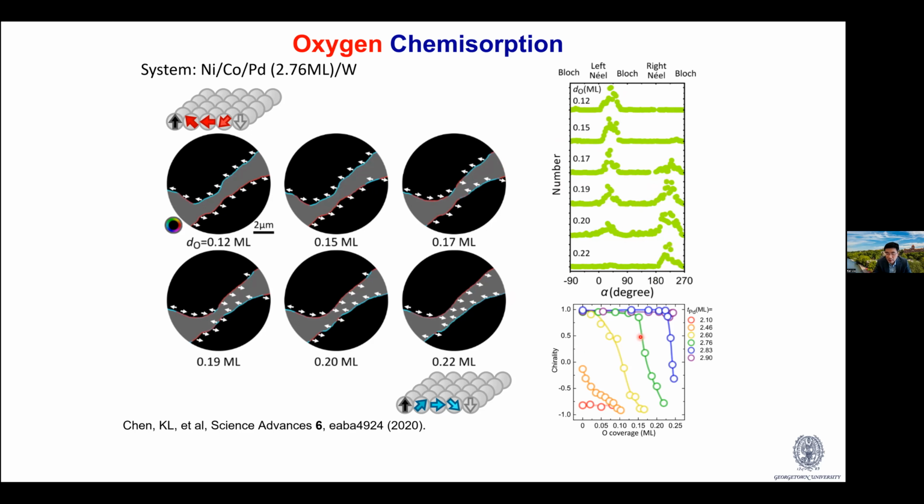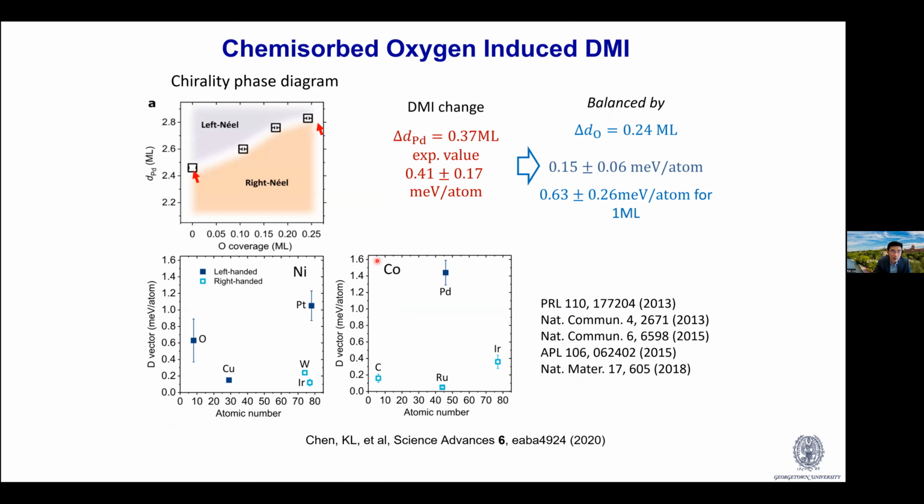And this transition depends on the palladium thickness. This example corresponds to a palladium thickness of 2.76 monolayer. So it is this green curve. If we start out with thicker or thinner palladium, then it requires a different amount of oxygen coverage to switch the chirality. So from this, we can actually construct a phase diagram. So basically, in order to compensate for the palladium thickness change of 0.37 monolayer, the oxygen coverage needs to change by about a quarter monolayer.